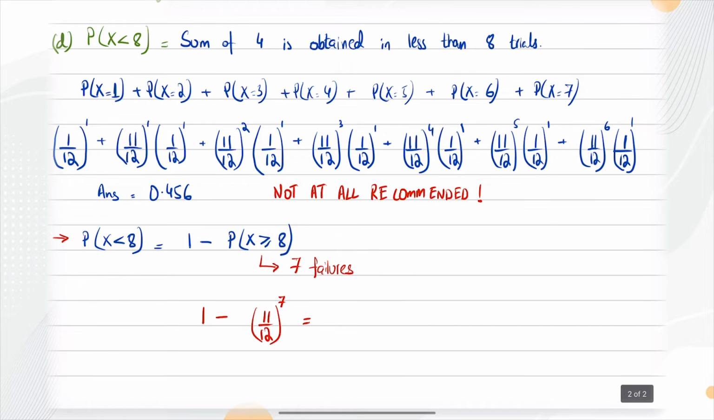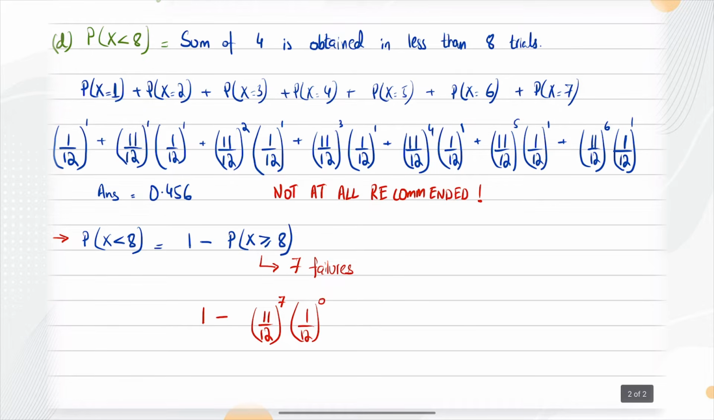Can you repeat that? Yes. So won't we do 11 upon 12 raised to the power 6? No. That we would have done if we would have gotten a sum of 4 in the 7th attempt. That means that the first 6 are failures. Here, all 7 are failures. So if you want, you can write it like this: 1 upon 12 to the power of 0. But again, it makes no difference at all.